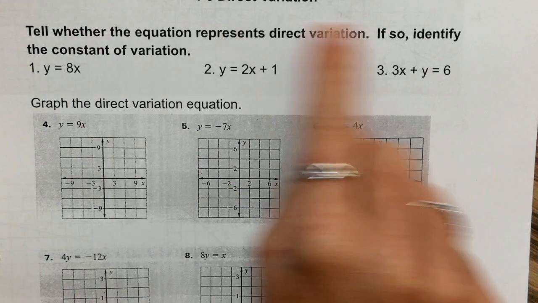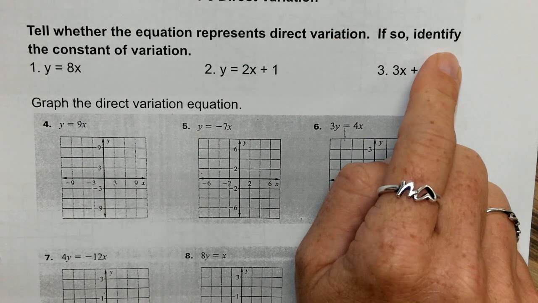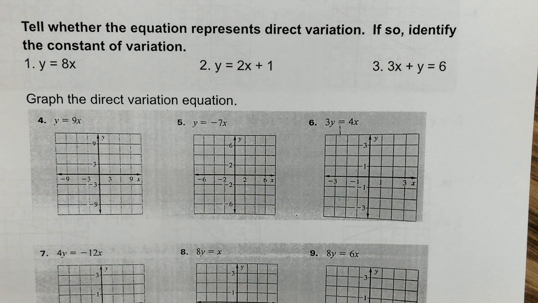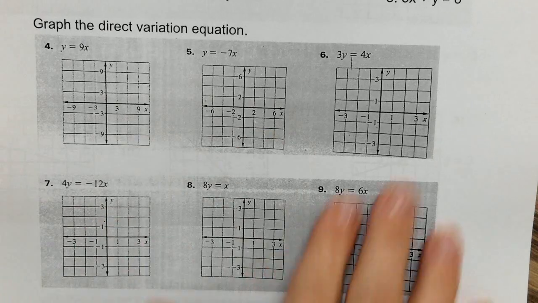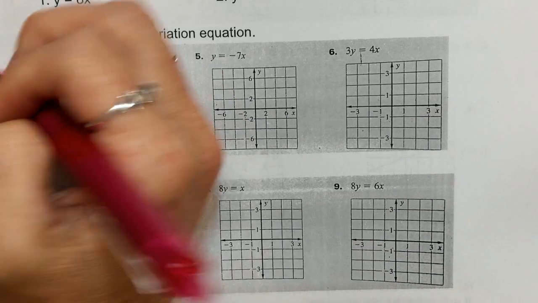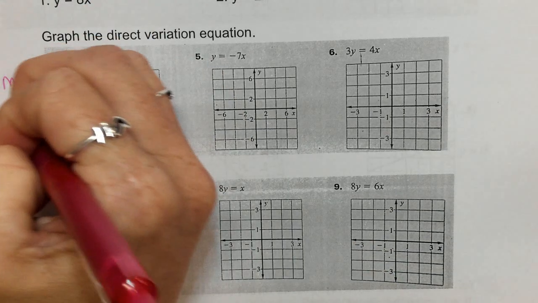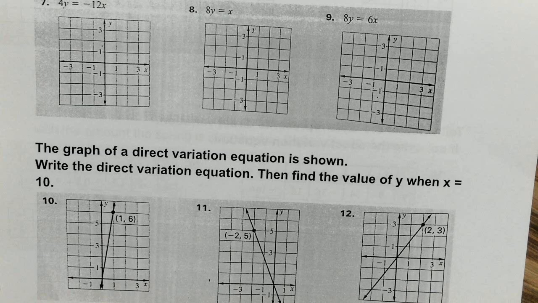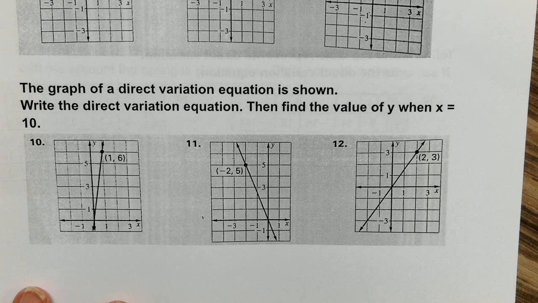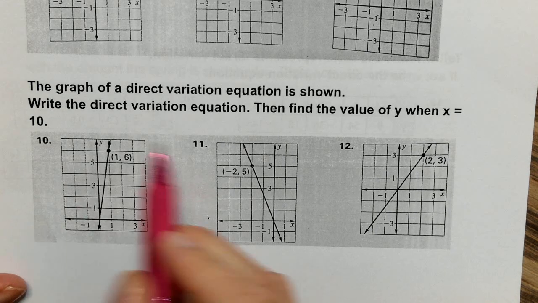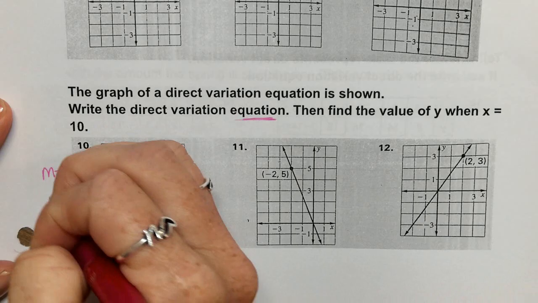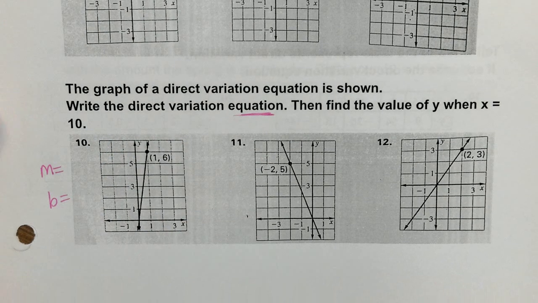So here, tell whether it shows direct variation. If it does, write the constant of variation. That's just like the notes we just did. Graph it. To graph, you need an M and a B. What's the B always going to be today? 0. All right. On 10 through 12, make sure you answer both questions. It wants you to take the graph and write the equation. You need an M and a B. And then your answer better be y equals, whatever, 2x.